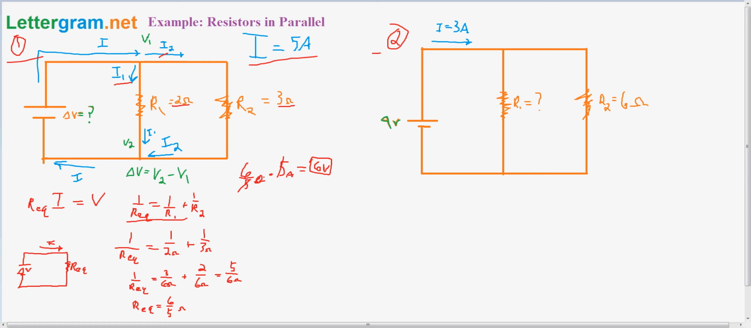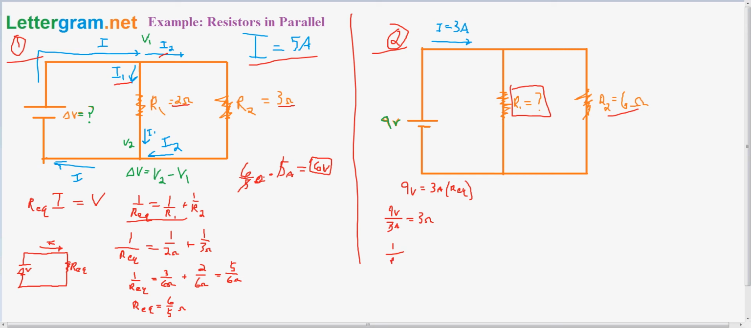In the next example, example 2, we have a 9-volt battery and a current going out, which we measured. We have R2 right there, but we do not have R1 right here. So what we're going to do is set it up using Ohm's law. So 9 volts is equal to 3 amps times REQ. Now we know what REQ has to be because we just take 9 volts divided by 3 amps, and that'll equal 3 ohms. So REQ has to be 3 ohms.